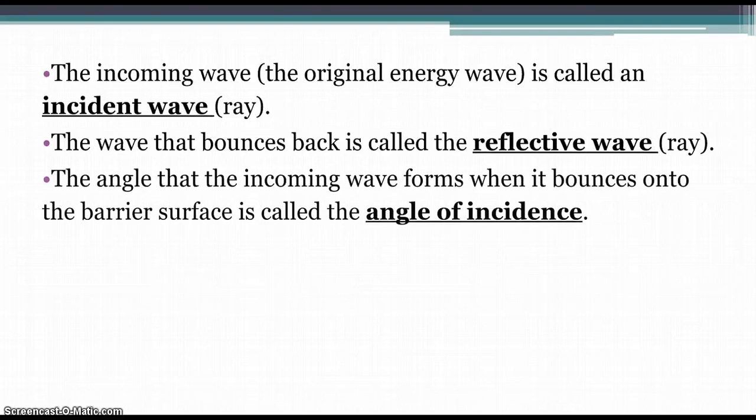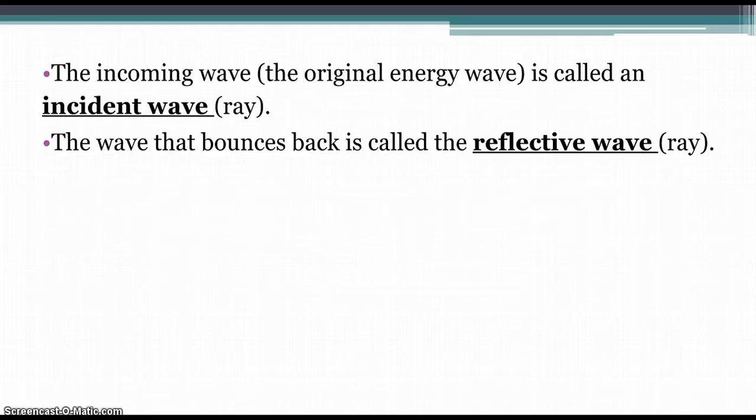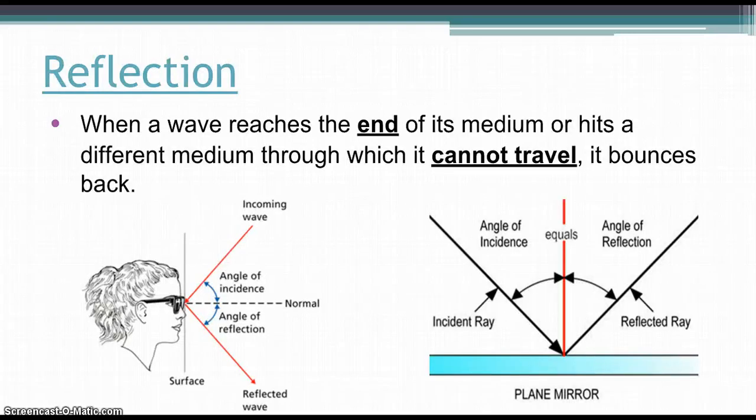Now, the third thing that you need to know is that the angle that the incoming wave forms when it bounces onto that barrier surface is called the angle of incidence. Let's look at where this is in the diagram. So we have the angle of incidence. Notice that there's this normal line right here, okay? The normal represents a 90-degree area to the barrier medium here. So this is a 90-degree angle here.